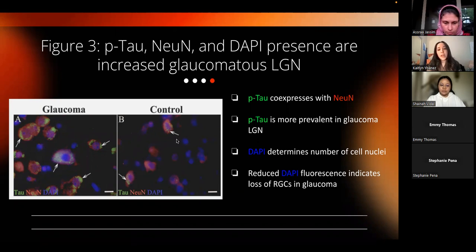And when it comes to DAPI, which is another marker, this marker detects retinal ganglion cell nuclei. So we would expect a greater amount of DAPI detected in our control, because in our glaucoma, these RGCs are dying. All in all, reduced DAPI is showing us that there is a loss of RGCs in our glaucoma.